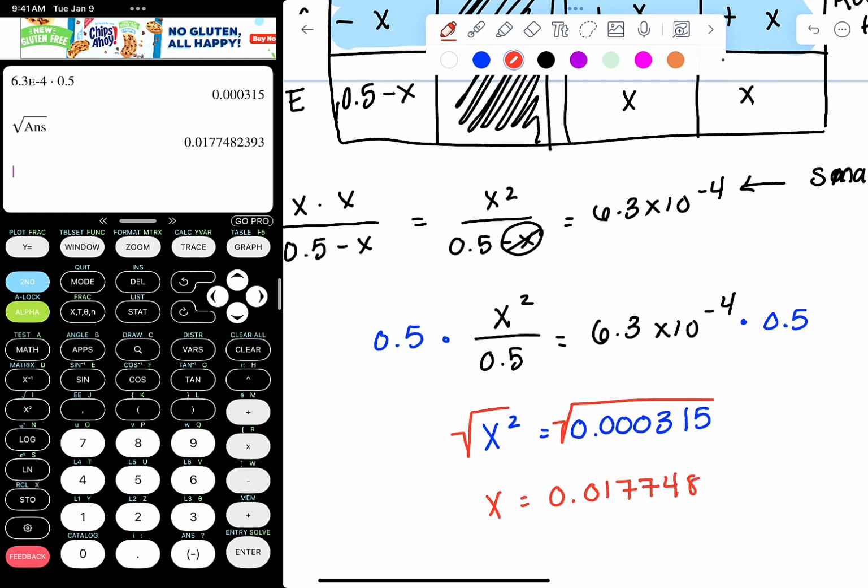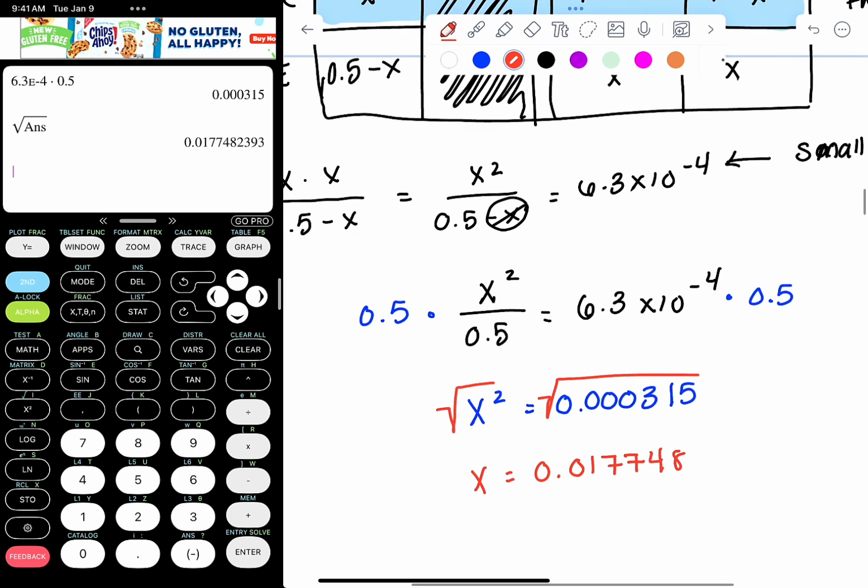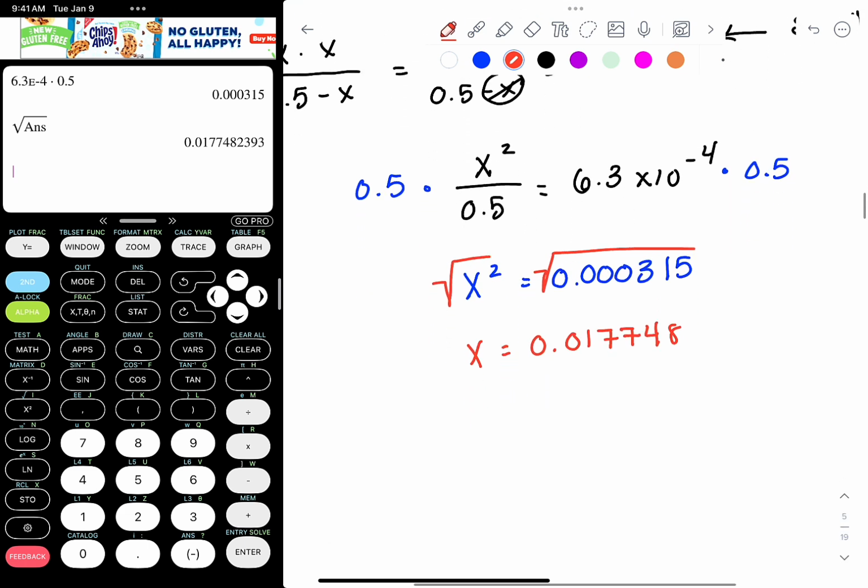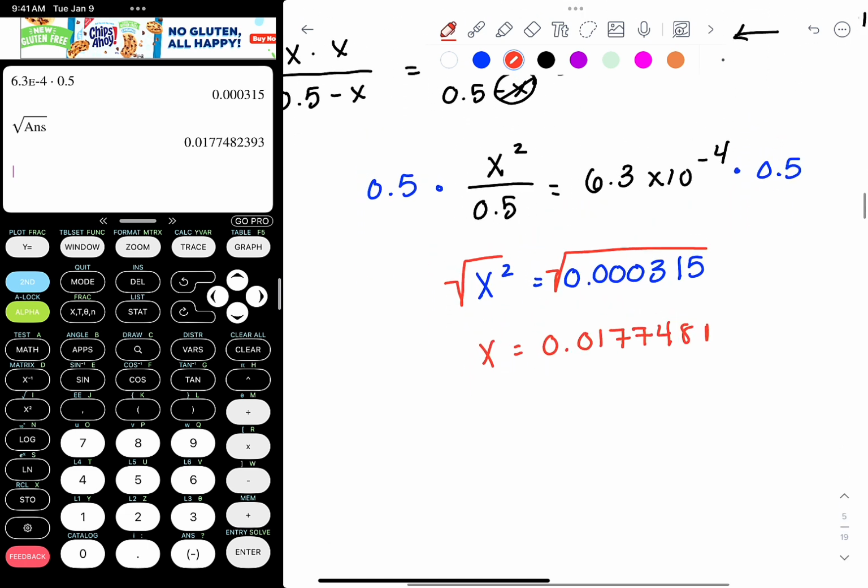We get that X is equal to 0.017748. Okay, so this X is now telling us that this is a concentration, and that concentration is equal to not only the H3O plus concentration, but also the anion concentration.